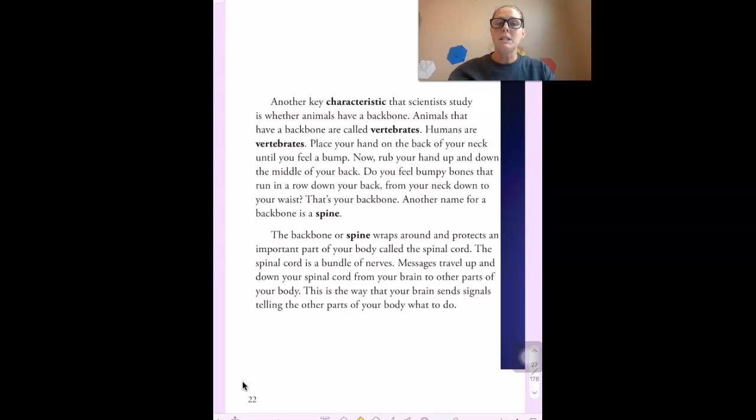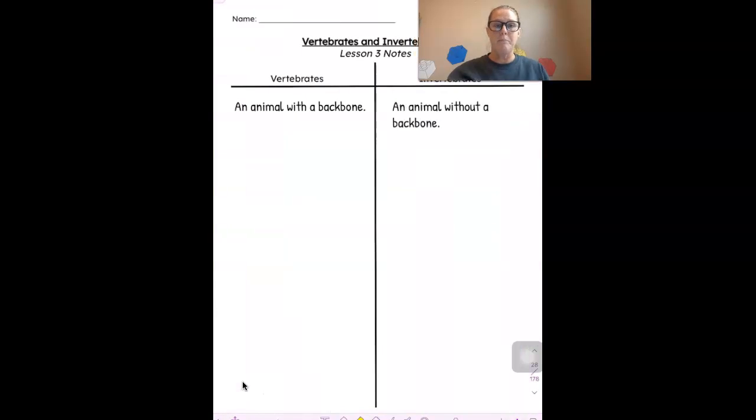The backbone or spine wraps around and protects an important part of your body called the spinal cord. The spinal cord is a bundle of nerves. Messages travel up and down your spinal cord from your brain to other parts of your body. This is the way that your brain sends signals telling the other parts of your body what to do. So we learned on this page that animals that have a backbone are called vertebrates.